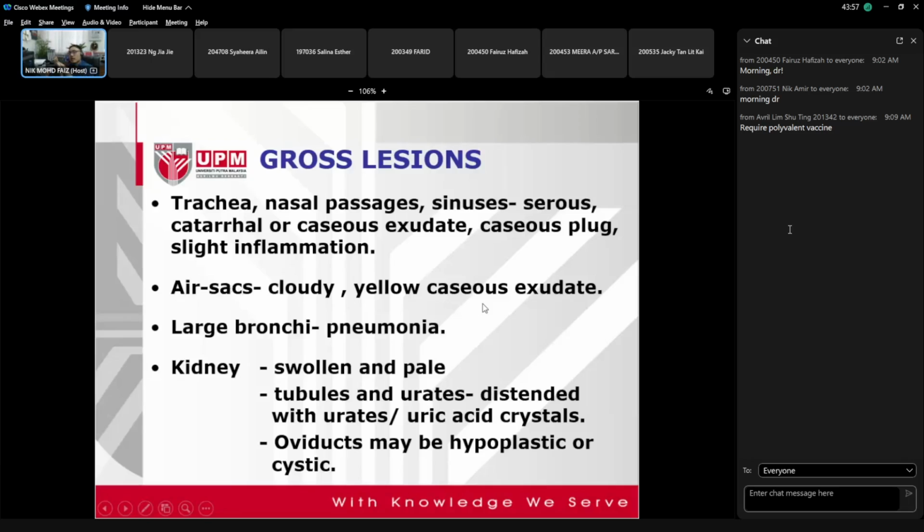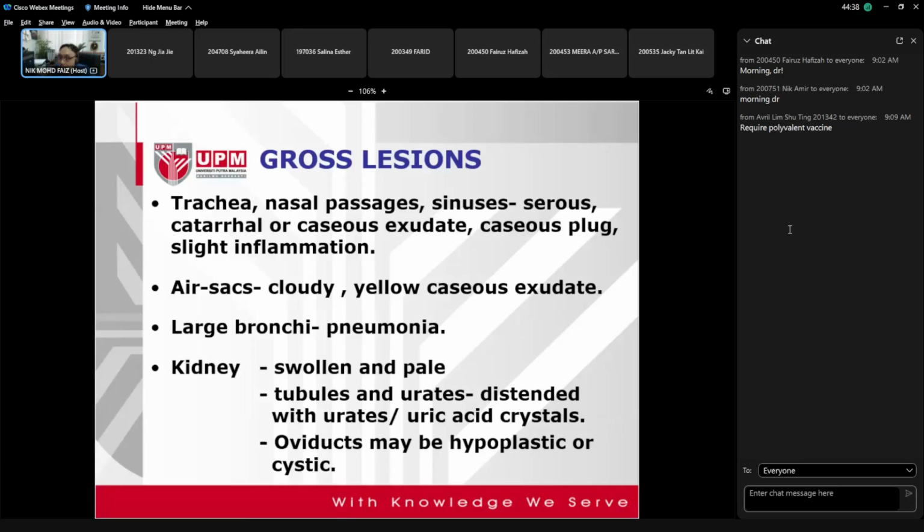Gross lesions: if you open up chickens that you suspect have infectious bronchitis, you expect to see the trachea, nasal passages, and sinuses having serous catarrhal or caseous exudate, caseous plaque, or slight inflammation. Usually, for infectious bronchitis, you see caseous plaque at the bifurcation. Down the trachea, it then bifurcates at the lung. Usually you see caseous material attached at the bifurcation. If you open up and see the plaque at the bifurcation, your differential of IB should be on top.